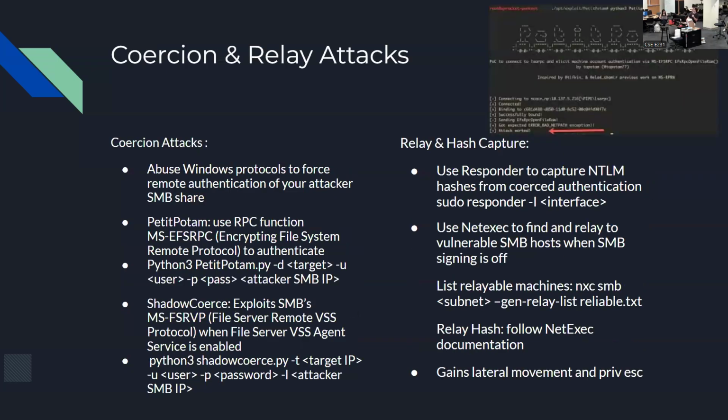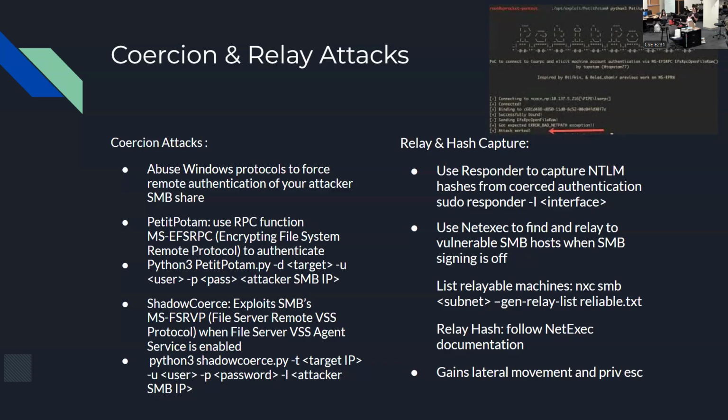So there's coercion relay attacks. Some popular ones are PetitPotam and ShadowCoerce. PetitPotam uses the RPC to authenticate, and ShadowCoerce uses SMB, the file server VSS agent. Pretty much, you're using Windows protocols to force remote authentication to your SMB share, and then you upload that, it executes the code, and then you're in. It authenticates, and then relay and hash capture.